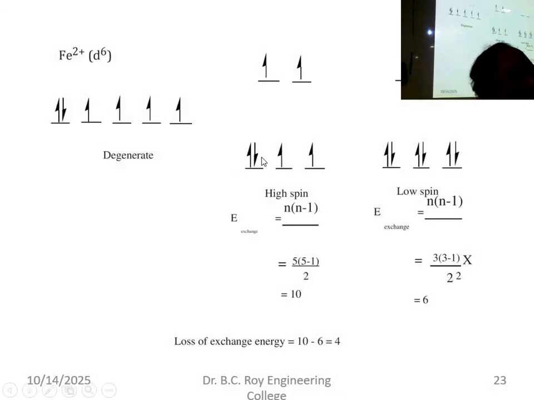This is paired, fine. But this can jump here and this can jump here, or not. That also can give some exchange. This one you cannot exchange, this and this. But this and this can be exchanged. That is the reason.